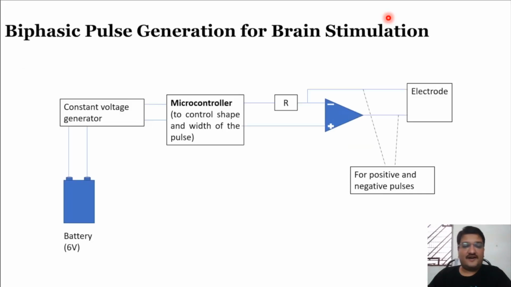So finally, which kind of current should be given? This is just an illustration that it is basically a combination of your microcontroller and your op-amp. Using an op-amp you can generate any kind of pulse, and in the microcontroller you can program it from the inbuilt timer. So based on your requirement, with some preliminary level electronic design, you should be able to generate a stimulus which can be used for brain stimulation.